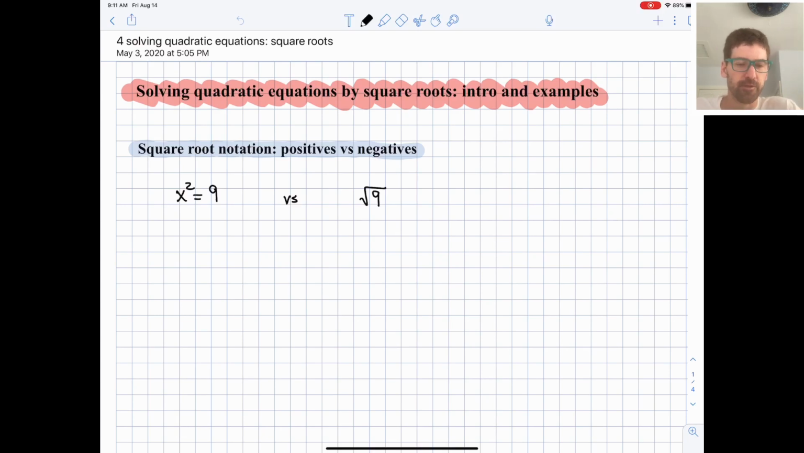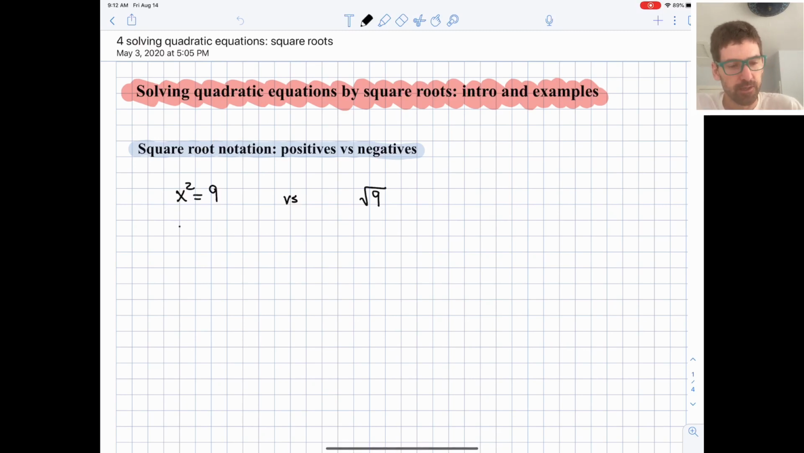To start things off, though, I want to be clear about some notation, okay? You can see on the screen we have x squared equals 9, and we're contrasting that with just what the square root of 9 is. When we have x squared equals 9, we want to think about what x could be, right? What values could square to get a 9? And there are two of them.